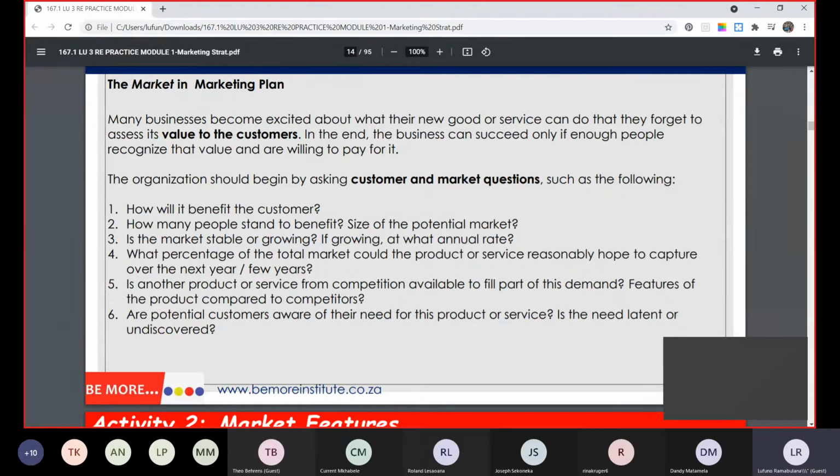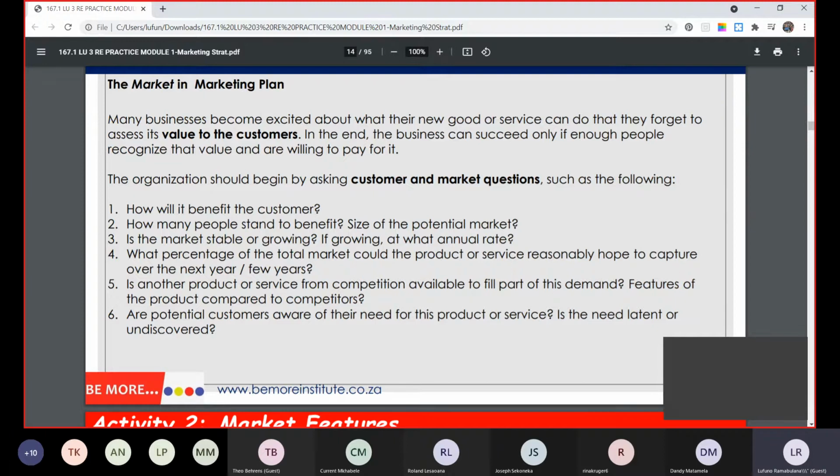How will it benefit the customer? How many people stand to benefit? The size or the potential of the market. So you are actually sizing up your market. Is the market stable or growing? If growing, at what annual rate? What percentage of the total market could the product or the service reasonably hope to capture over the next year or a few years?